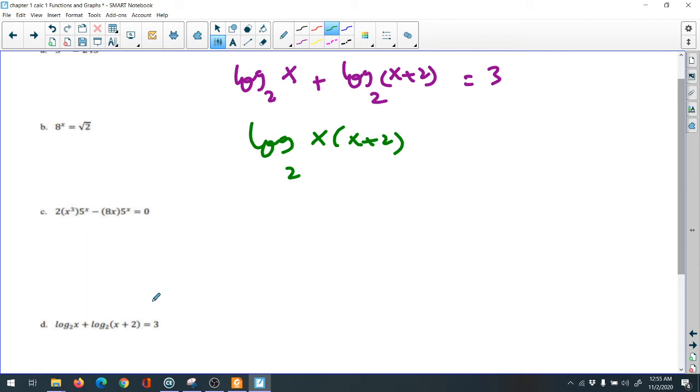It's the opposite operation of the exponent, the power. In the power, when you multiply, you add exponents. And here, when you add logs, you multiply under the same base. Equals 3.